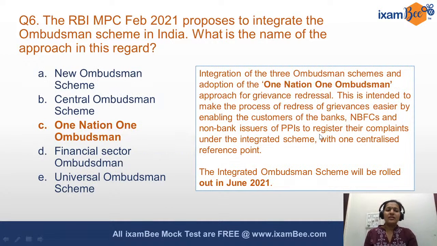So in line with the same trend which has been going on in the country by the government for various schemes like One Nation, One Ration Card, on the same lines, the RBI has said that we will be adopting the One Nation, One Ombudsman approach for grievance redressal also, and they are targeting to roll out this integrated ombudsman scheme by June 2021.